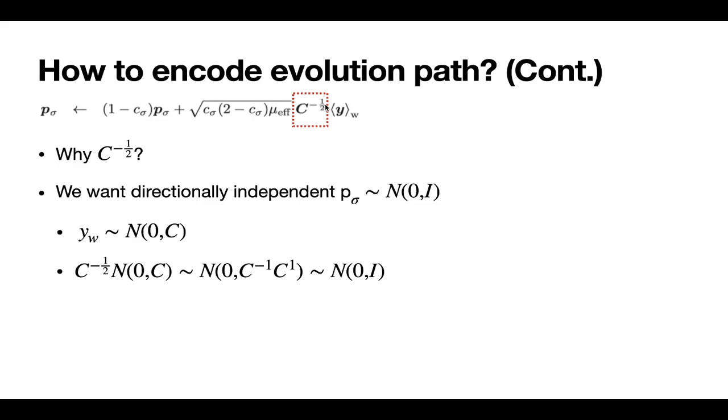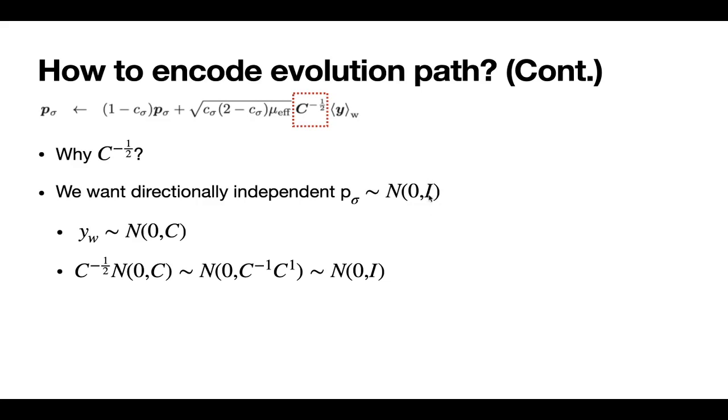In order to understand the intuition, let us first remember that the length of this p sub small sigma term, the evolution path, is eventually going to be compared against a reference. And that reference, as we just discussed, is the expected length of the vectors sampled from a standard normal distribution, which has the I matrix as the covariance. In other words, its covariance matrix has only ones along the diagonal. And if you imagine its shape, it's just going to be a circle or a sphere.